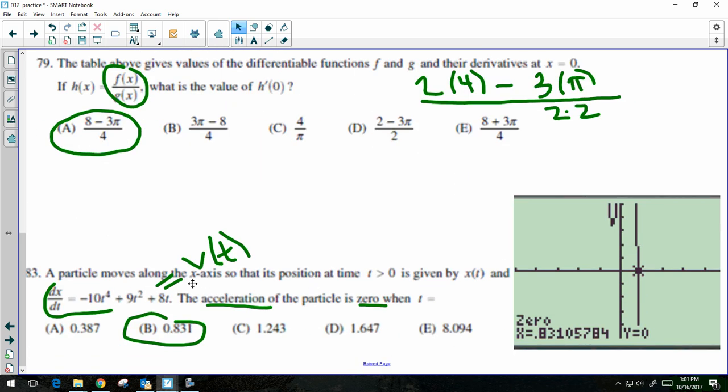83. A particle moves along the x-axis so that its position at time t greater than 0 is given by x of t, and the derivative of x with respect to t, well, this must be my velocity function. The acceleration of the particle is 0 when, so they're asking for acceleration, but they give us velocity. So I took the derivative of velocity. So I got negative 40t cubed plus 18t plus 8. I plug that into y equals. Here it is in y equals. They want to know when the acceleration is 0. So I use second trace, zero, to find this value. And that's when my acceleration equals 0.